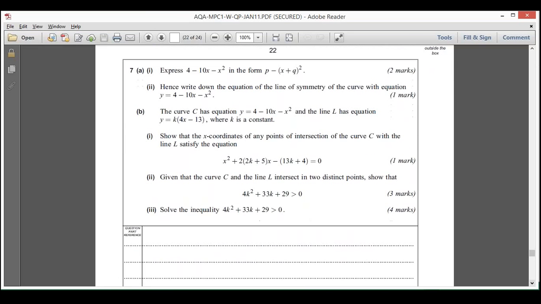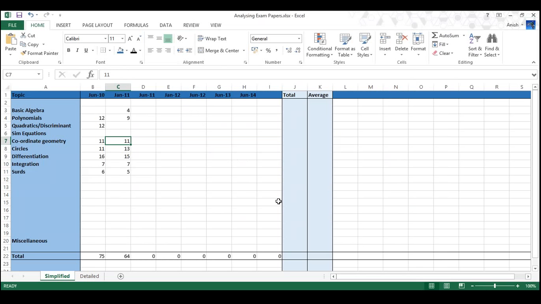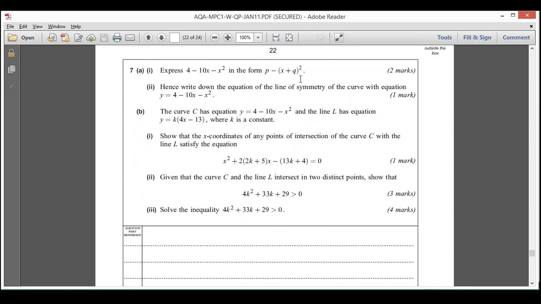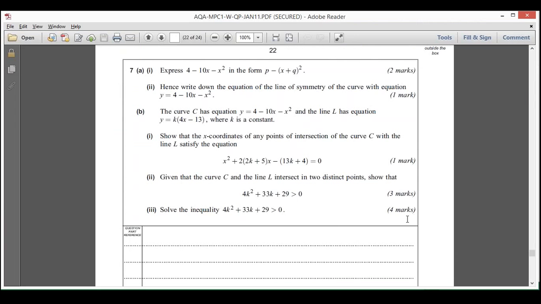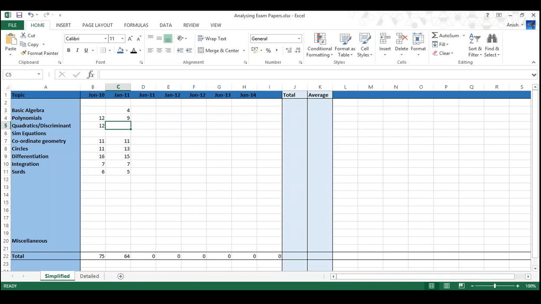So we've got inequalities, okay, so this would probably come under quadratics. So you've got quadratics here, sketching quadratics. This bit would be the discriminant. So this is all going to go under quadratics and discriminant. So that's what, 7, 8, 9, 10, 11 marks.